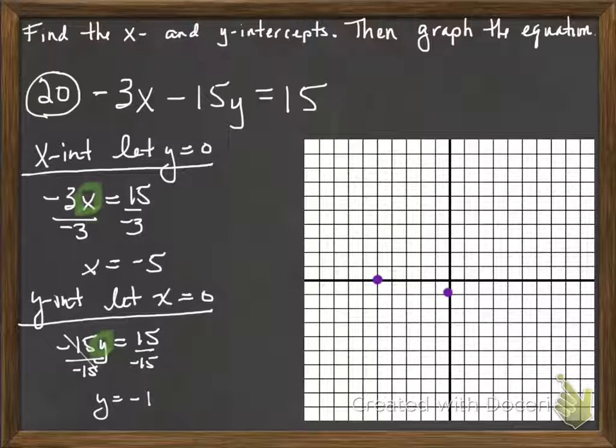I only need 2 points to draw a line. You can have more if you want to. But if you're finding the two intercepts, you'll only have 2 points. If we have slope, we can create more than 2 points. But if you're graphing using the intercepts, you'll just have those 2 points, one on the x-axis and one on the y-axis.